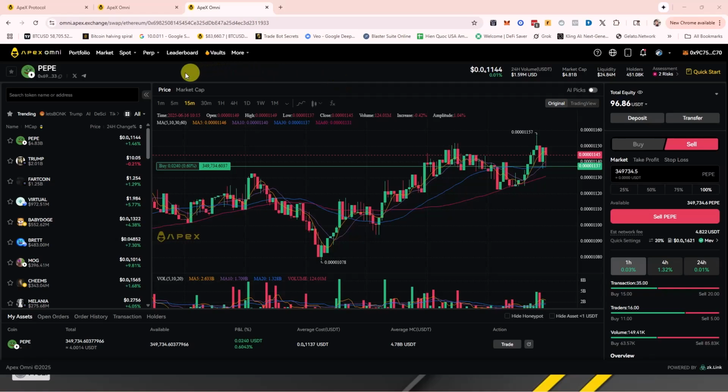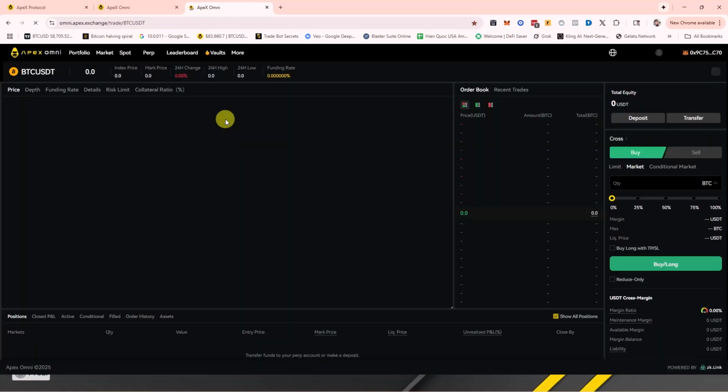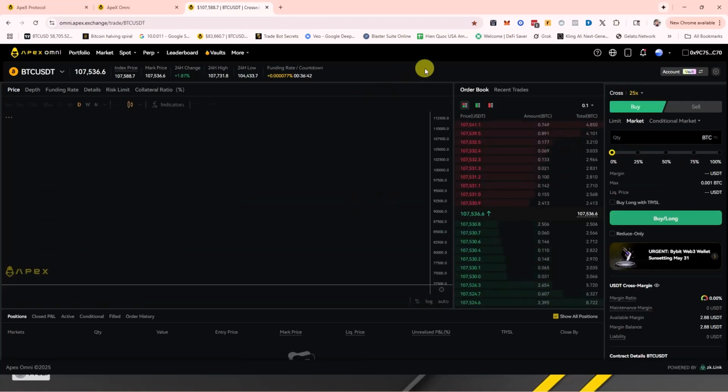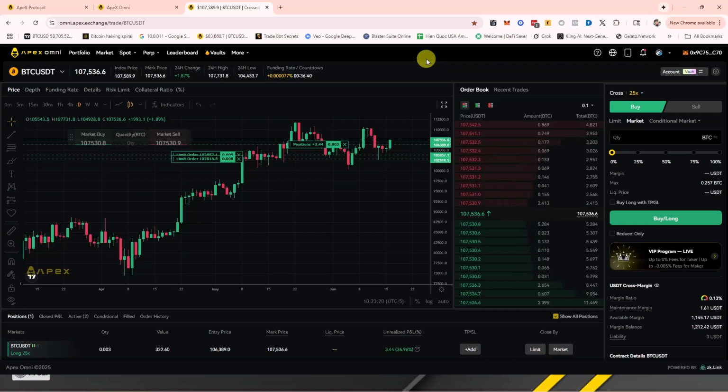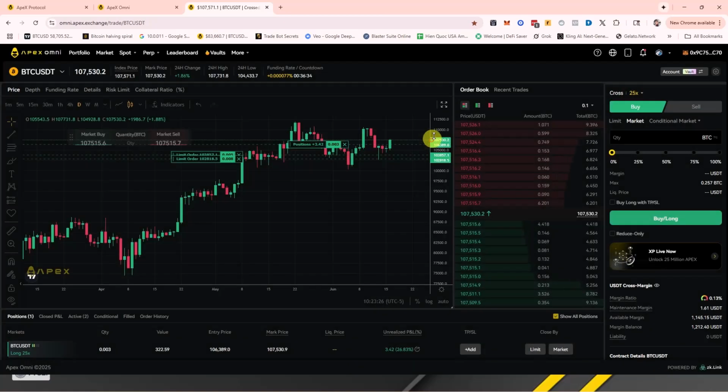All right, to get to your perpetual trading, that's over here on perpetuals, and I'm going to trade BTC. You can trade any of these other coins that they offer. And this is all contracts, perpetuals. You can leverage with this one. Certain coins let you leverage more than others. Here we can leverage up to 25x, or actually 100x for Bitcoin and whatnot.